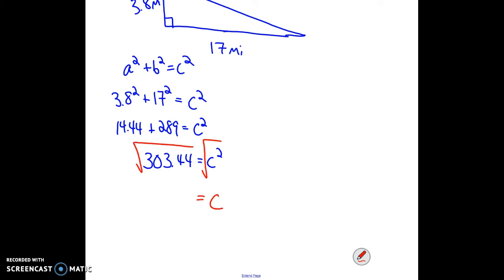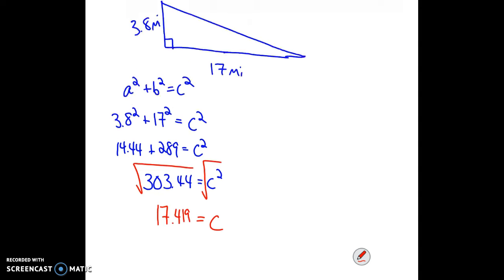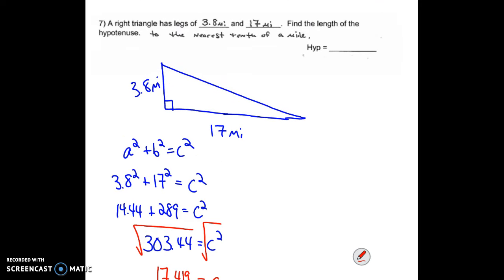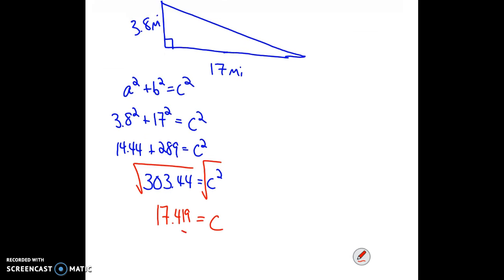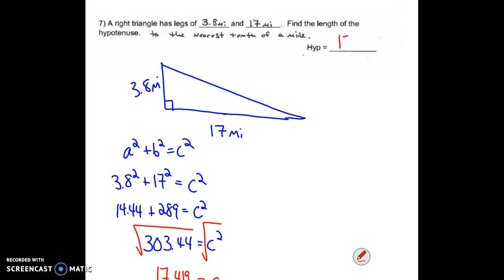So c equals the square root, second answer. Boom, 17.419. Take a look at the problem. It says find the length of the hypotenuse to the nearest tenth of a mile. All right, so I'm looking again at this place here, not the 9. I'm just looking at this 1, right? And that means it's just going to be 17.4 miles. Good.